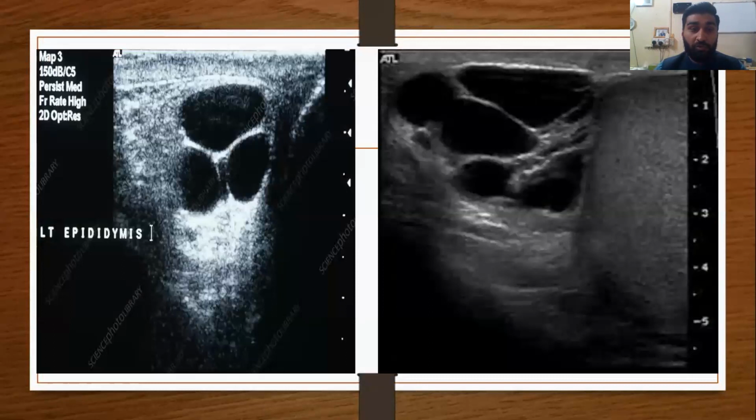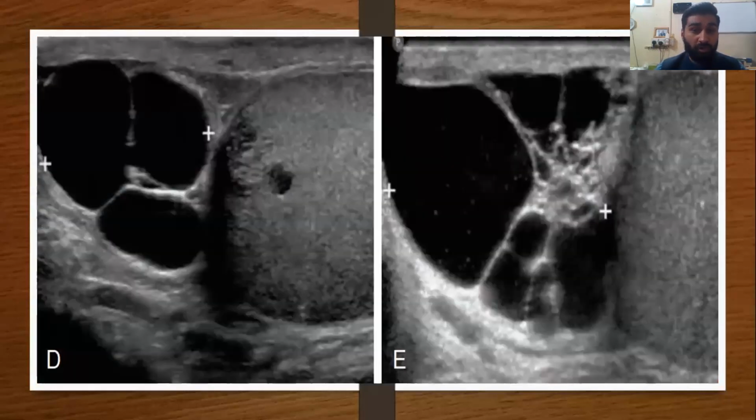Another case of spermatocele: multi-septated cystic lesions in the head of the epididymis, representing the spermatocele. One more, in image D, you can see in the head of the epididymis a large cystic lesion, multi-septated with no internal echoes, representing spermatocele. Whereas in image E, you can see a large cystic lesion with internal echoes and no vascularity. They usually do not demonstrate any vascularity on color Doppler.